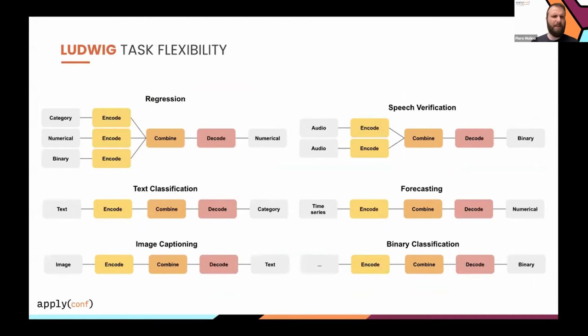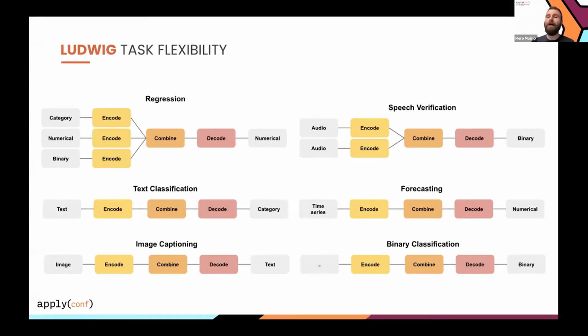For instance, if you want to train a regression model, you set it up so that one input is category, one input is numerical, one input is binary, and you're predicting a numerical output. And so you obtain a regression system. Or if you want to do text classification, you have one text feature as input and one category feature as output, and you have a text classification system. For image captioning, you have an image as input and text as output. And the same is true for speaker verification, forecasting, binary classification.